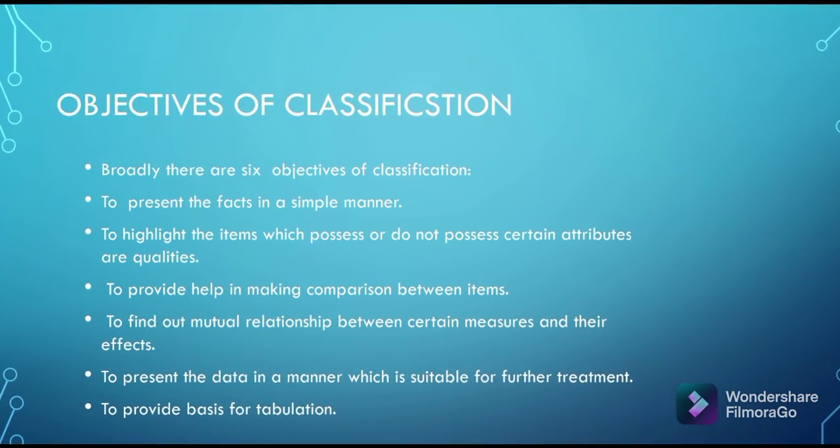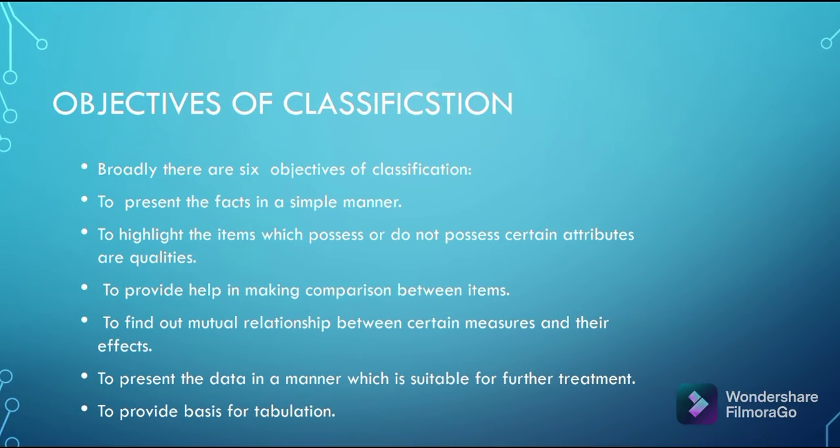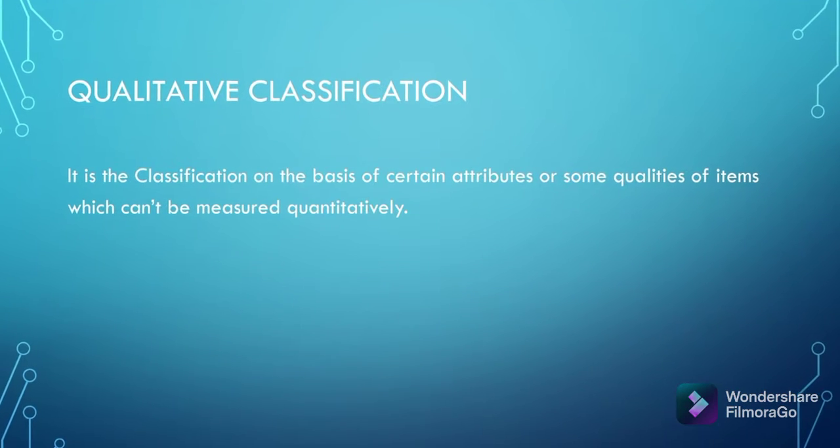Broadly, there are six objectives of classification. To present the facts in a simple manner, to highlight the items which possess or do not possess certain attributes or qualities, to provide help in making comparison between the items, to find out mutual relationship between certain measures and their effects, to present the data in a manner which is suitable for further treatment, to provide a basis for tabulation.